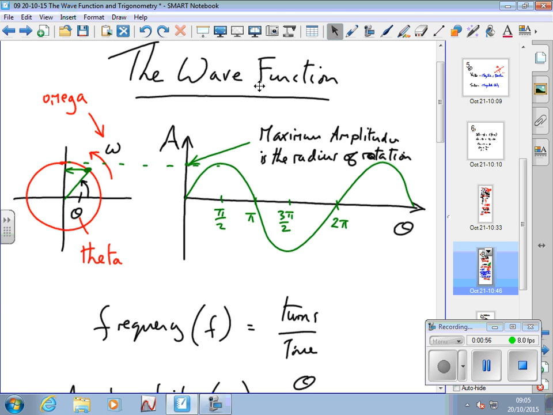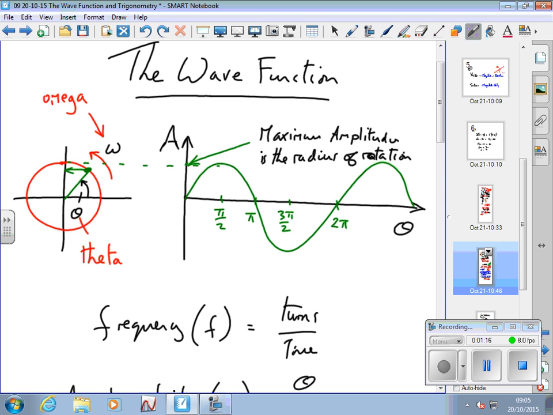Looks like a W, but it's a curly W. Hopefully you've seen that symbol before. Omega represents the angular velocity of something by convention rotating anti-clockwise. So if I have a negative omega, that means it's rotating clockwise.